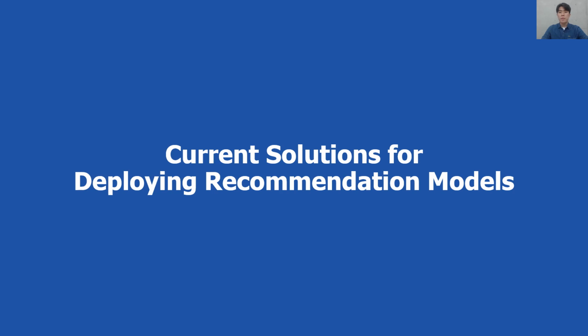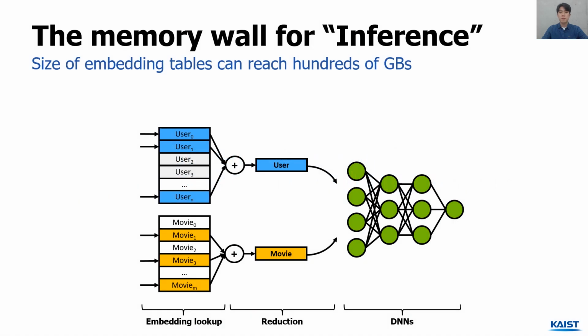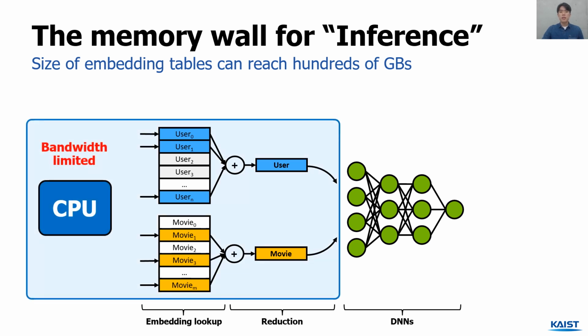Now that we covered the basics of recommendation models, let me explain the current state-of-the-art practice in deploying personalized recommendation services. This figure provides a high-level overview of a typical recommendation model, which consists of 3 parts: the front-end embedding lookup and reduction, followed by the backend DNN computation. As I mentioned earlier, the size of embedding tables are in the range of several hundreds of gigabytes, far exceeding the physical memory capacity of GPUs or any ML accelerators. So, the only possible option under current ML systems is to store the embedding tables inside a capacity-optimized CPU memory.